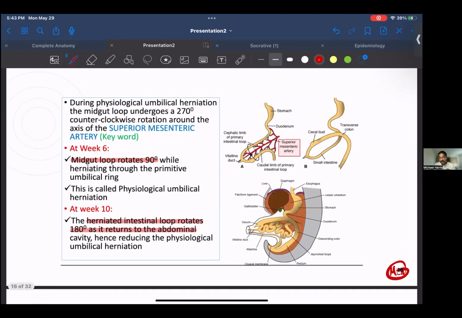Now, rotation. The small and large intestines rotate outside of the body. Okay? Essentially, what is happening is your gut tube is like this. It comes out and then comes back in. So the top portion of it is your small intestines. Bottom portion is more large intestine. Okay? Now, it comes out of the body. It rotates 90 degrees. So now small intestines on the right, large intestines on the left.